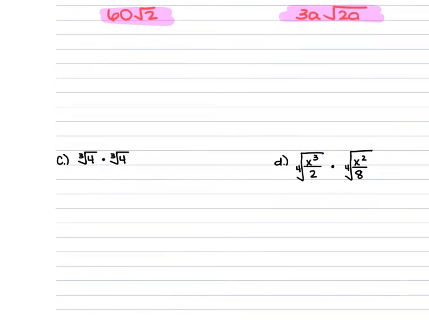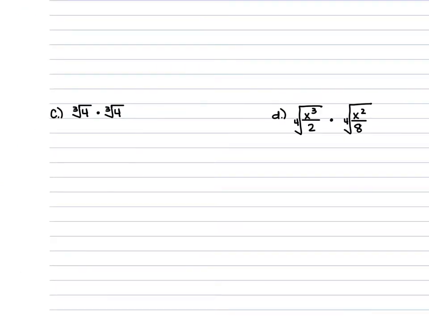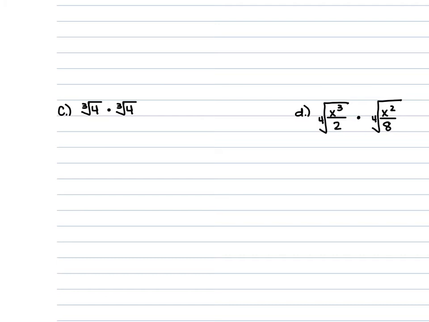For example C, we have the cube root of 4 times the cube root of 4. So again, with this one, our index is the same, so we can multiply what's underneath. This would just give us the cube root of 4 times 4, which again, you can separate the 4's to be 2 times 2. You're looking for a group of 3 2's to pull one out, so it's going to be 2 cube root 2.